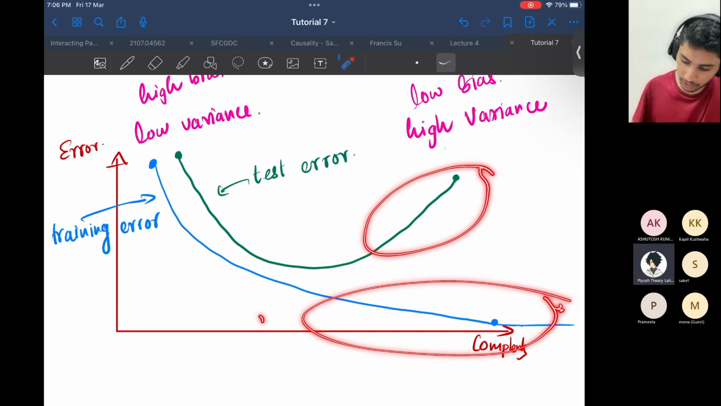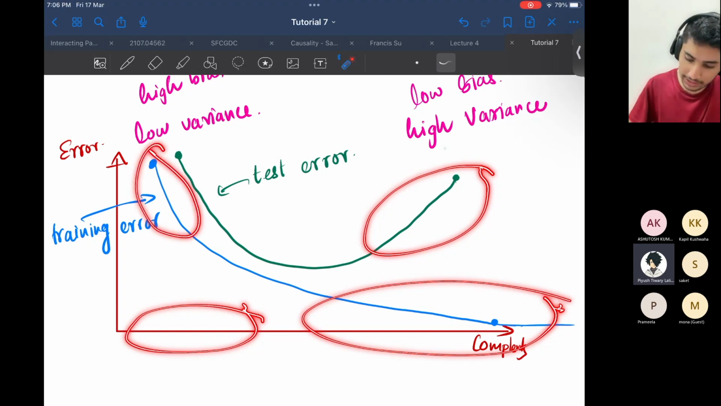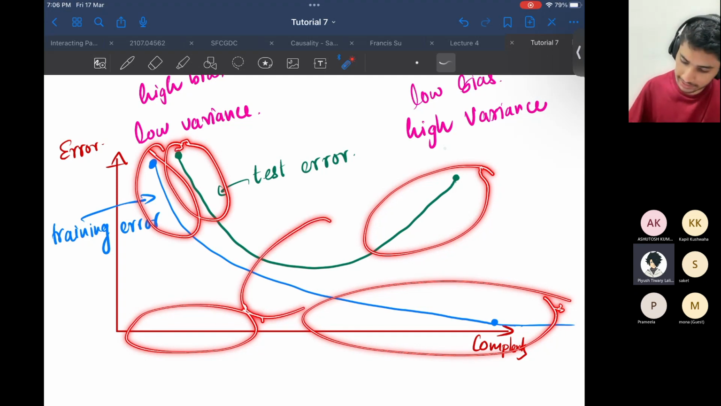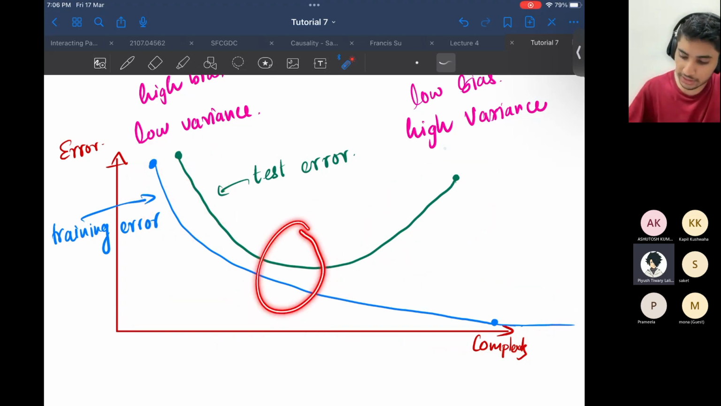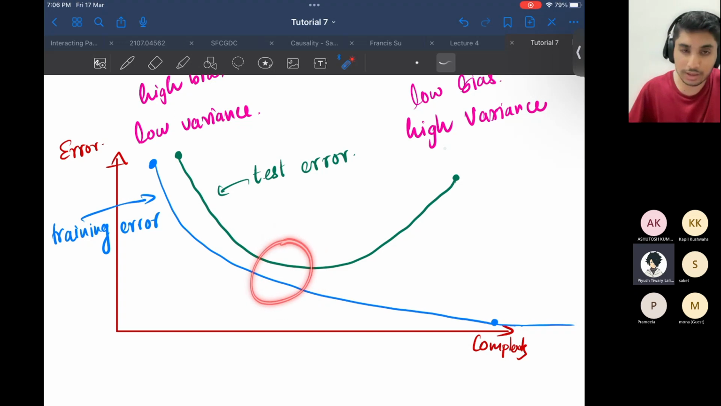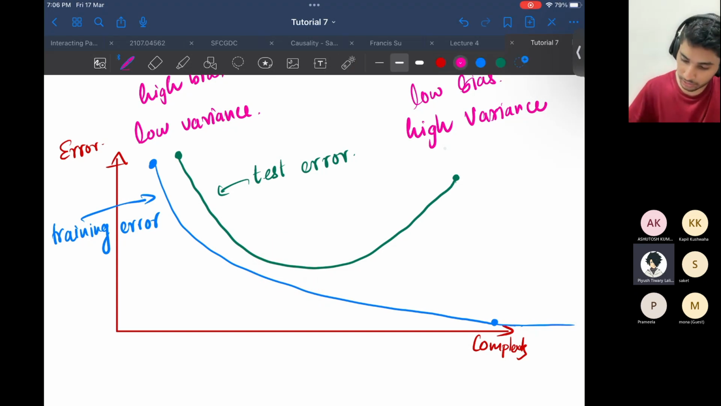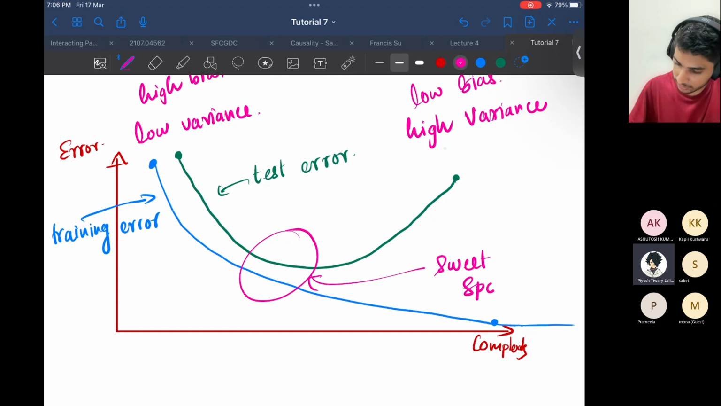If I take a high bias model, like this part of the region, low complexity models, my training error is high as well as my test error is also high. Both of them are not desired. What is desired is this sweet spot. This is what I think people have called it. This is the sweet spot where both your training error is low as well as your test error is low. This is what we would like to have. Let me write it down. Let me call it sweet spot.